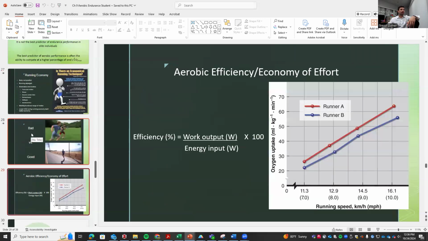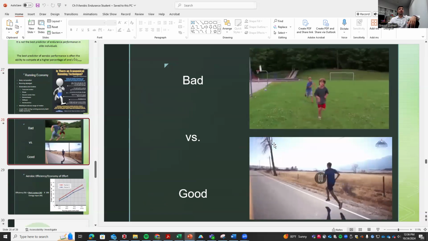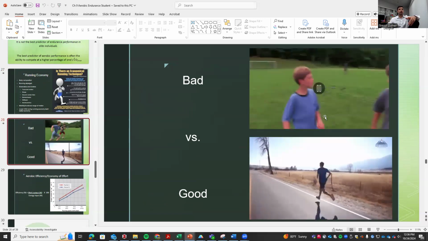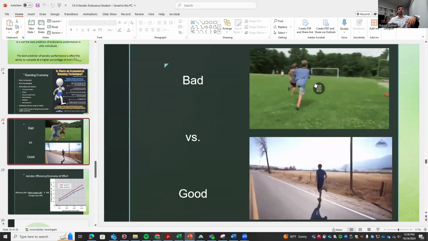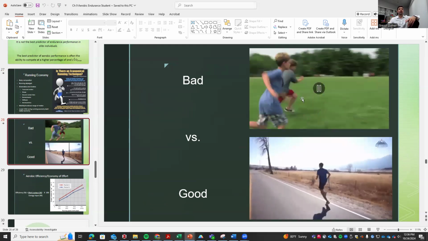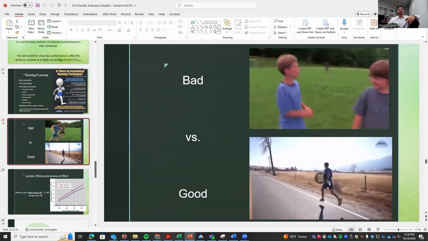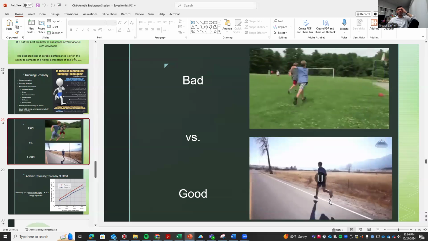And there's, like we talked about before, a few different factors, right? So one of the things that plays into it is just the economy of the effort or the mechanical efficiency of your movement, right? We see a child running here, right? Realistically, we see them kind of bounding. They have a lot of arm motion. They have long strides. They're bouncing a lot.